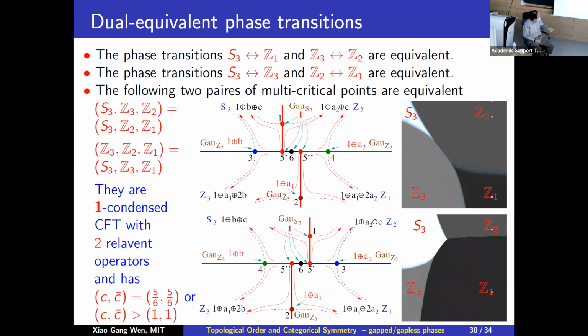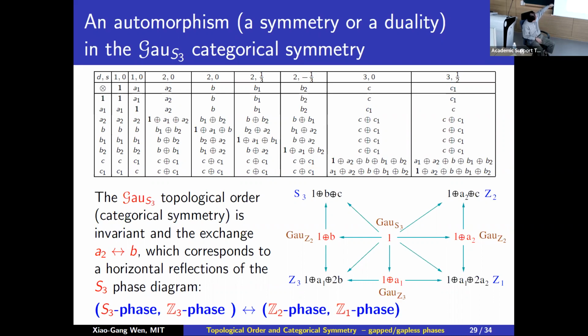Yeah, basically it's this. S3 to Z1 is mapped to Z2 to Z3. So that means these two transitions have the same property. If S3 to Z1 is continuous for some system, then for some other system, Z2 to Z3 should be continuous. Duality is not a self-map, it's a mapping from one system to another system.